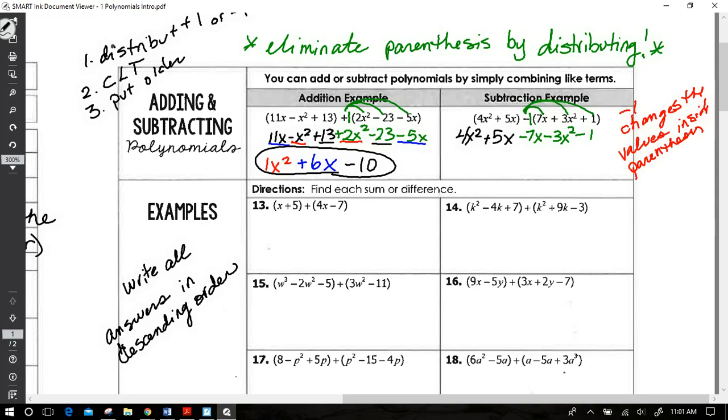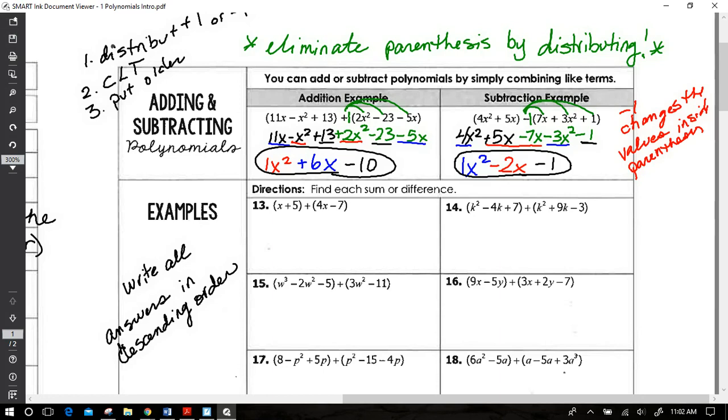All right, let's do our subtracting example. We're going to do steps 2 and 3 at the same time. So I am going to find the largest exponent. So that is 4x squared and then minus 3x squared, which gives me a 1x squared. My next highest exponents, that is a 5x minus a 7x, which is negative 2x. And then I have this minus 1 out at the end, and there's nothing to combine it with, so I just bring it on down.